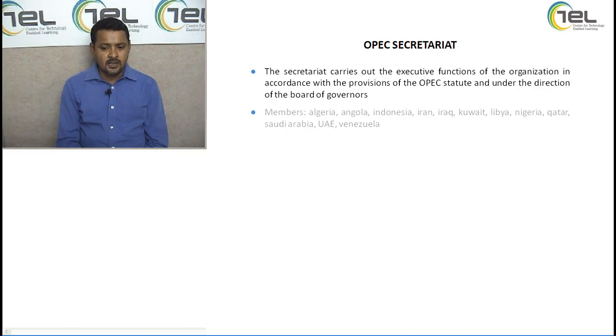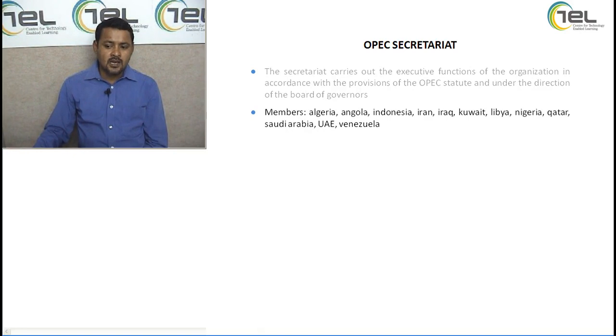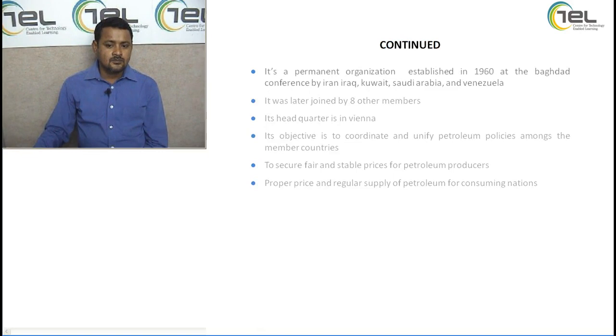They are all situated in various regions of the world: Algeria, Angola, Indonesia, Iran, Iraq, Kuwait, Libya, Nigeria, Qatar, Saudi Arabia, UAE and Venezuela. It's a permanent organization established in 1960. Its headquarters is in Vienna, Austria. Its objective is to coordinate and unify petroleum policies among the member countries to secure a free, fair and stable price for petroleum products, and a proper price and regular supply of petroleum for consuming nations.